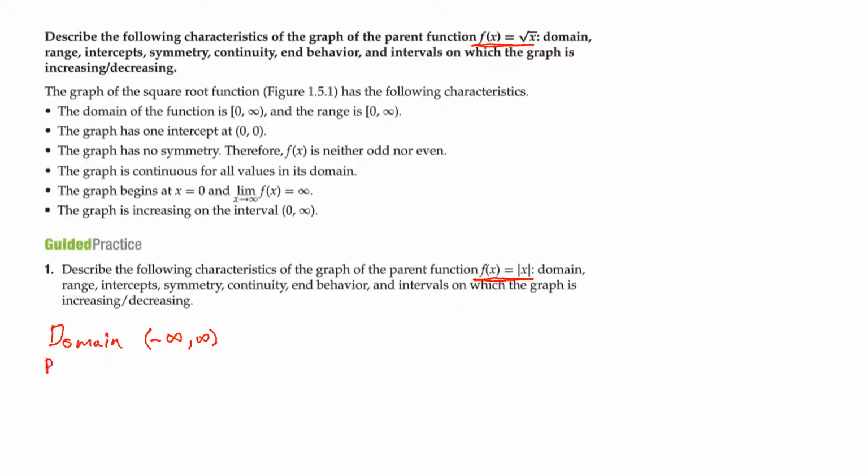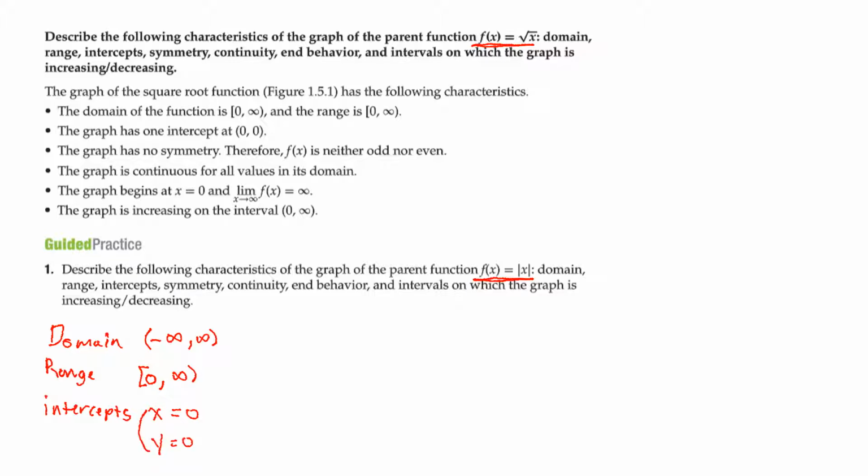Next, range. Okay, the range is going to go from 0, and it can equal 0, and it will continue all the way up to infinity. Remember, these are the y values. Intercepts. Okay, the only place where it touches or crosses the x-axis is at 0, so x equals 0, and the only place it crosses the y-axis is at y equals 0. So these are my two intercepts.